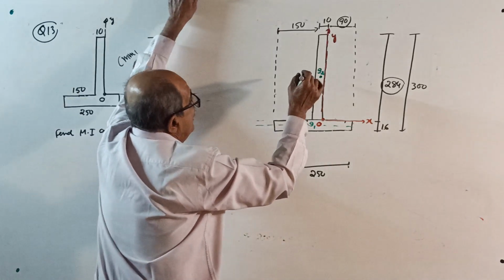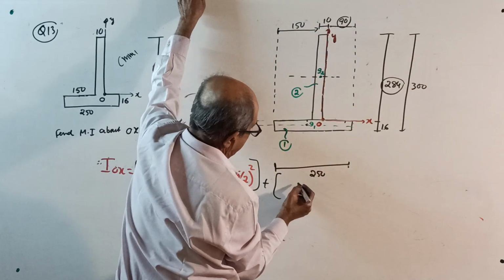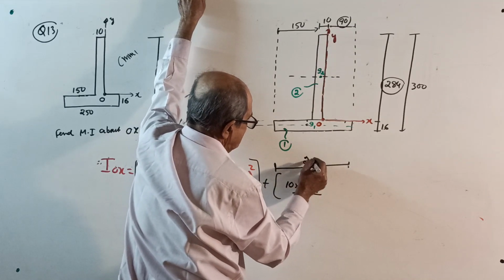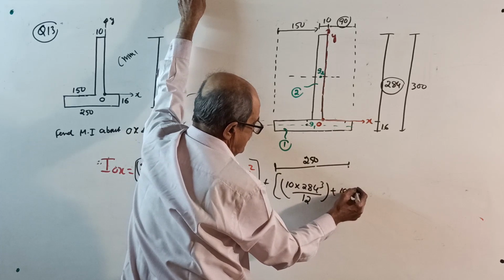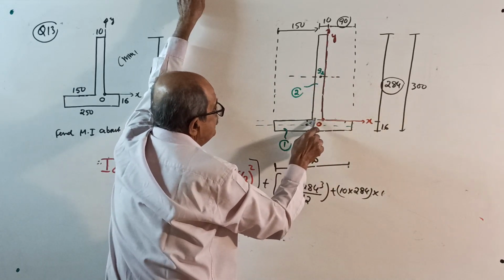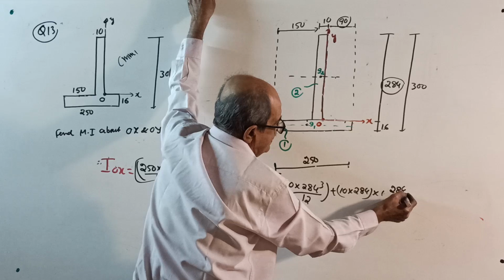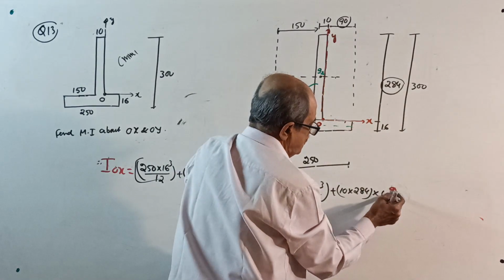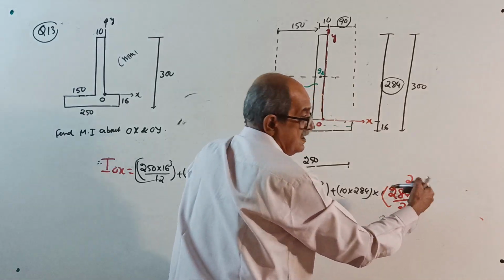Plus for the second one, I about its own axis here: 10 into 284 cube divided by 12, that is IG, plus 10 into 284, the area, into the distance from the centroid to this axis. This distance square is 284 by 2 whole square. So easy. Why distance square? 284 by 2 whole square. Don't forget the square. Calculate the answer.